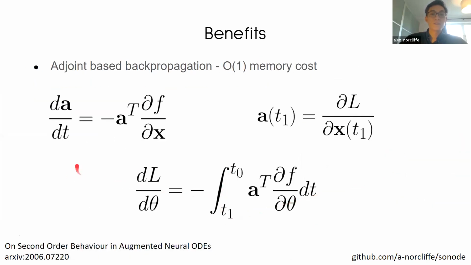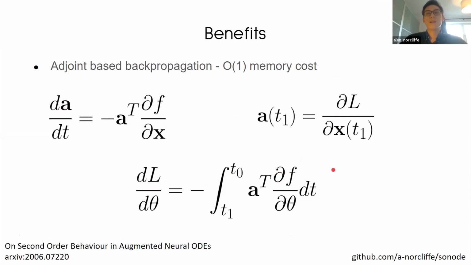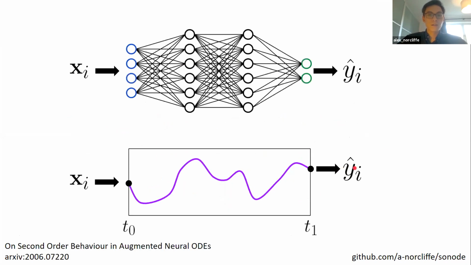And these are the equations of this backpropagation. So you have some adjoint state here. This is its velocity. This is its initial condition. And then these are the gradients. So you integrate backwards. But it's far more useful to get an intuition for that. So here's my attempt at making it intuitive.